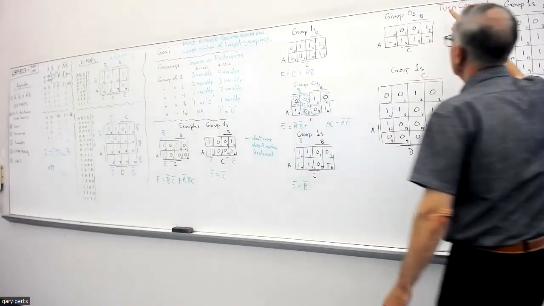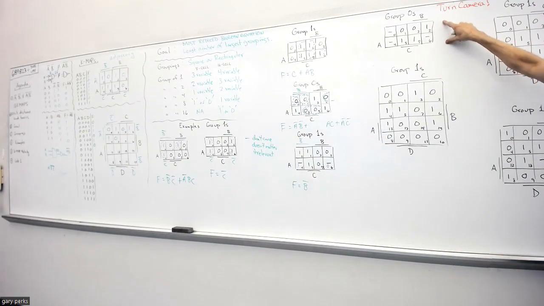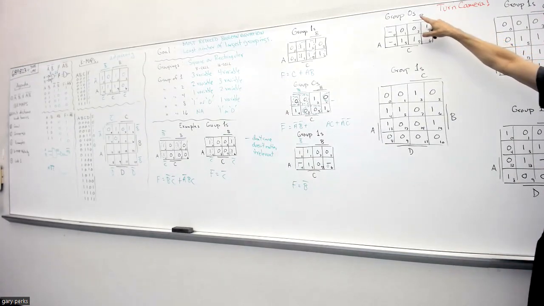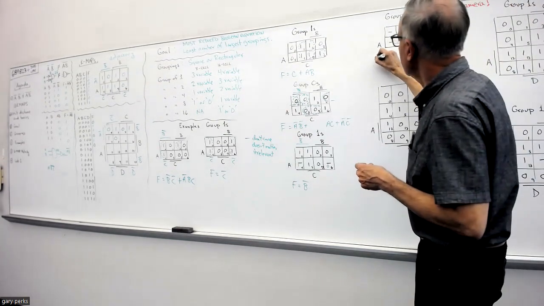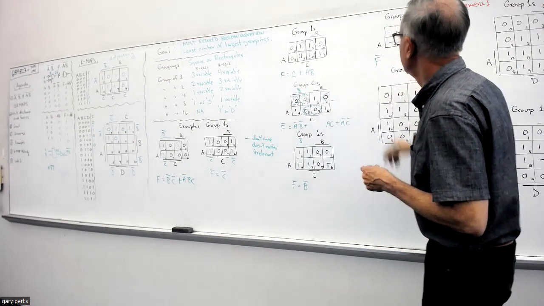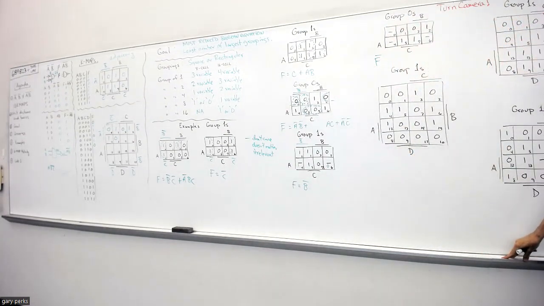All right, let's go up to this one. Okay, this one also has some don't cares, and now we're grouping zeros. So since we're grouping zeros, this is going to give us not A. So what would you do here? What would you make the don't cares equal to?